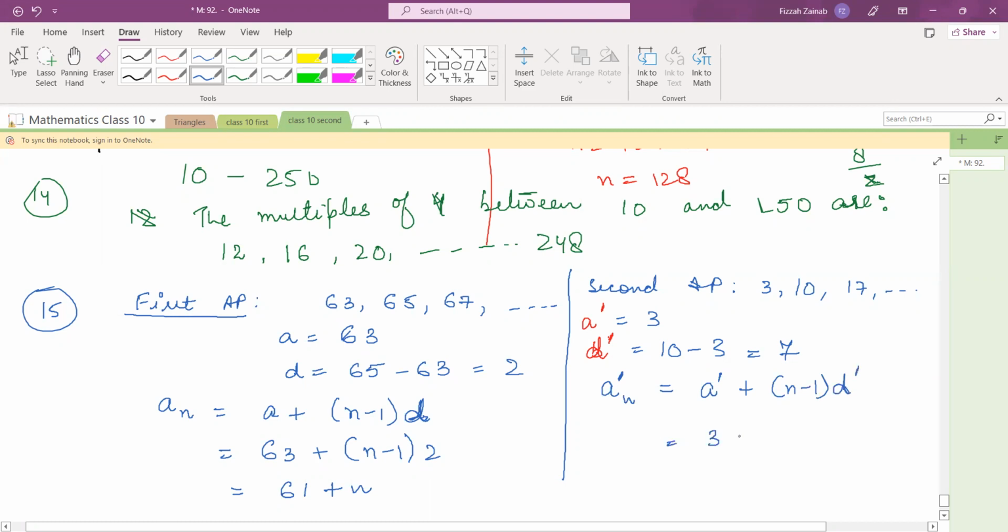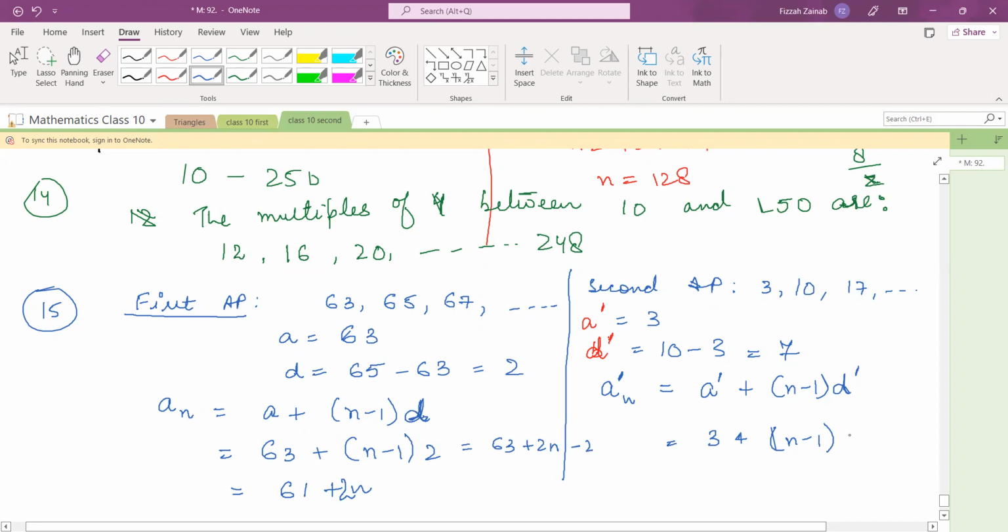This is 3 plus n minus 1 into... would it be 61? Yeah, you multiply this, open this bracket. So 2, this will be 2n, I'm sorry, 2n minus 2, right? So 63 minus 2 will be 61. Okay, this will be 63 plus 2n minus 2, correct, if you open the bracket? Yes, ma'am.